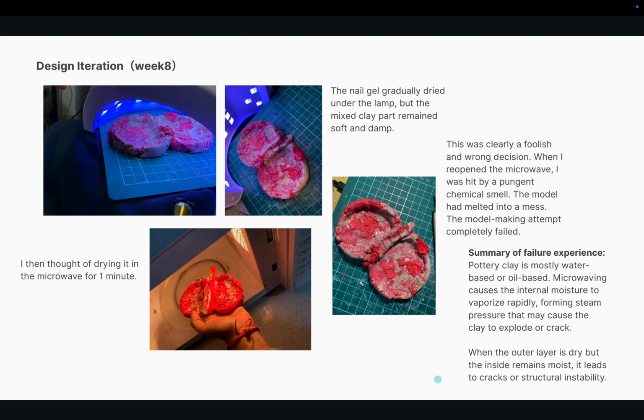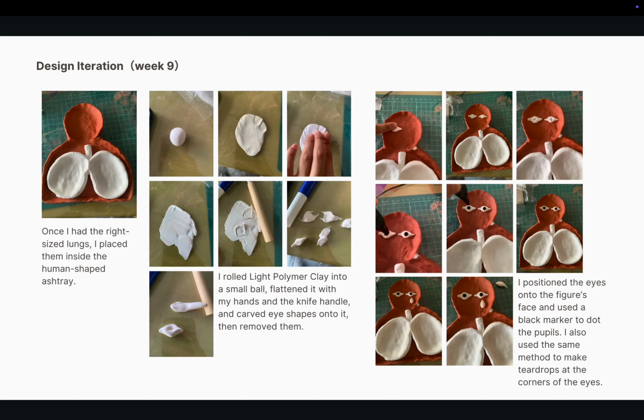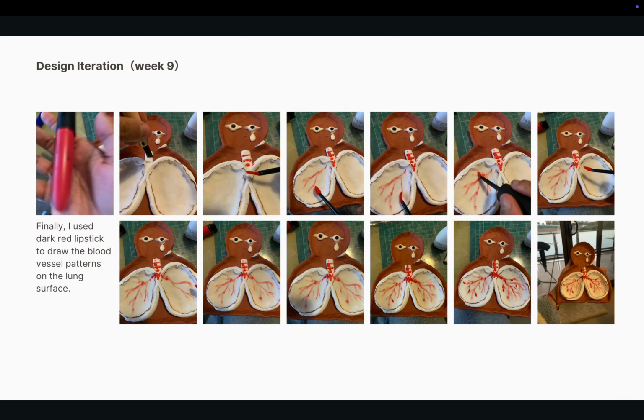In week 9, I made a key iteration by shaping the human outer shell with modeling clay and crafting a lung-like structure inside using light polymer clay. Old fabric was used to symbolize third-hand smoke lingering on clothing, harming nearby lungs.